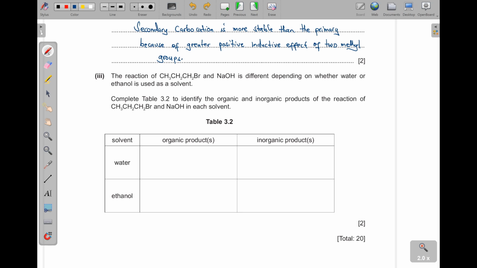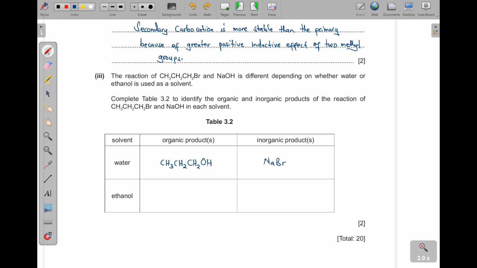Now, we are going to have the organic product with water. Remove this and put OH. So here I'll put CH3, CH2, CH2, OH. The inorganic product, of course, has to be sodium bromide. If this one is substituted with this, then these two will form sodium bromide.